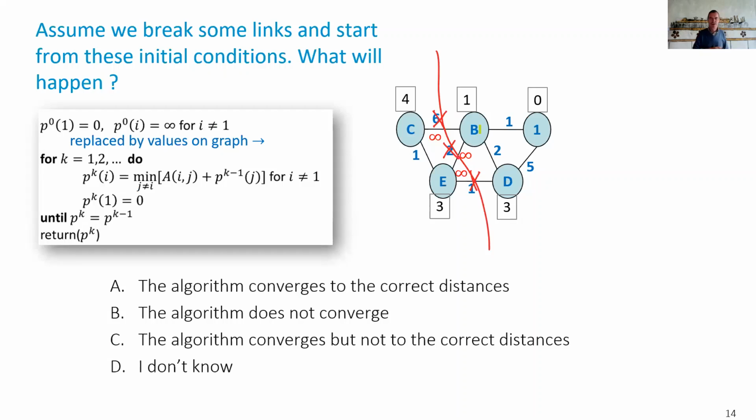So let's try an even tougher example. Assume that the network becomes disconnected. So we have this network here. We have those values that were the correct values before the failure, and assume we break all those links. Now, is it realistic to assume that 3 links can break at the same time?